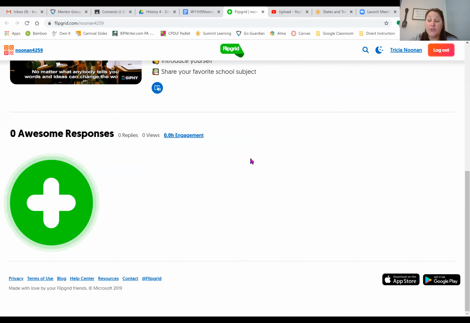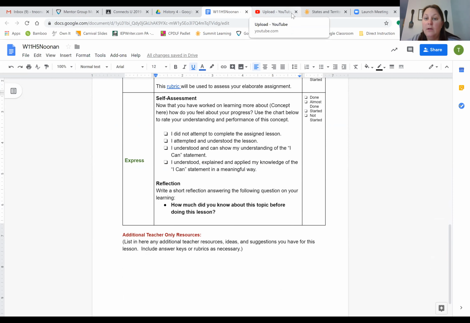And then your elaborate, again, is a direct connection to one of your checkpoints. So make sure you are working with those simultaneously so that you can get the best information you can. And then always a self-assessment reflection question. So that is for this week.